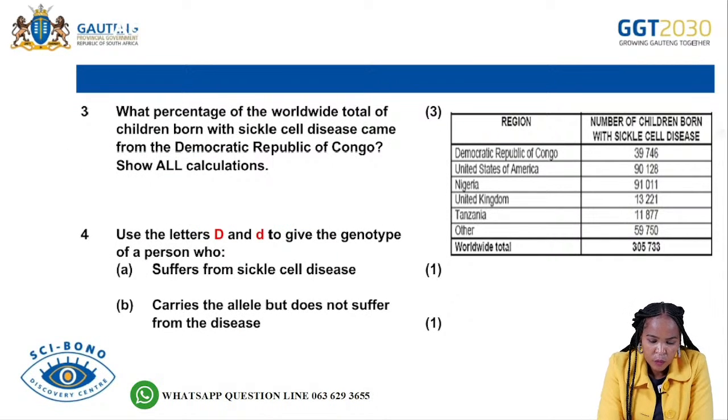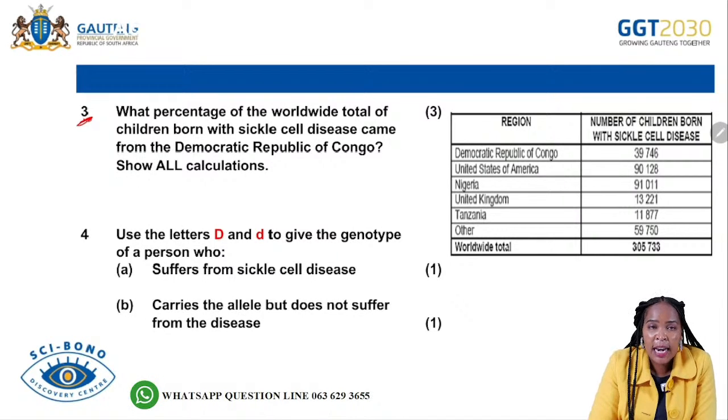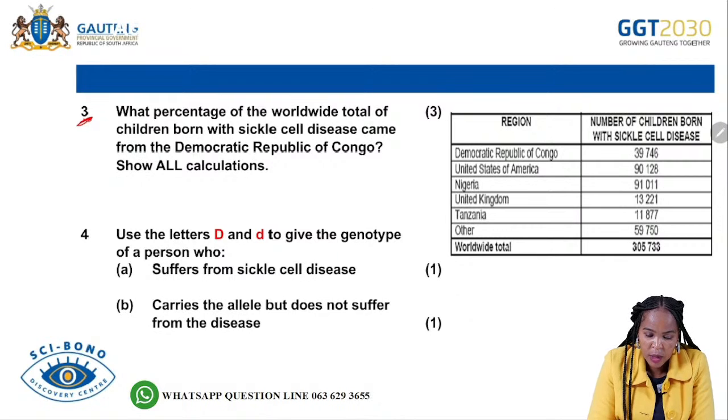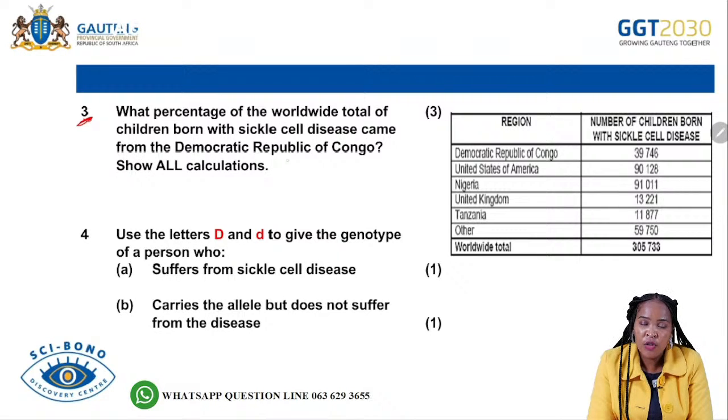Right. Number 3, we are now at number 3. With the same table, the same data, it is just a continuation of the questions. Now, what percentage of worldwide total of children born with sickle cell disease came from the Democratic Republic of Congo? Show all calculation. I like calculations. I like this question because it allows you to use the skills in life sciences. Remember, at the beginning of the year in grade 10, you need to learn the skills that you require in life sciences, and calculations is one of them.